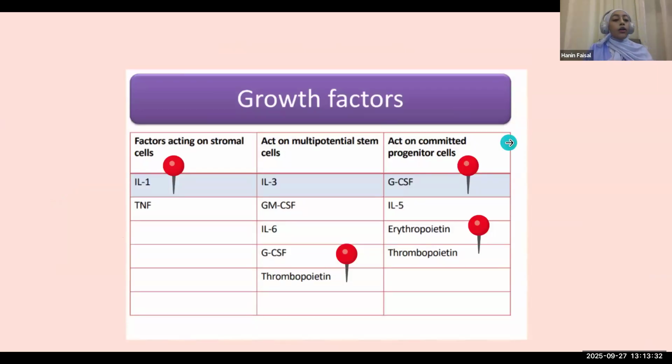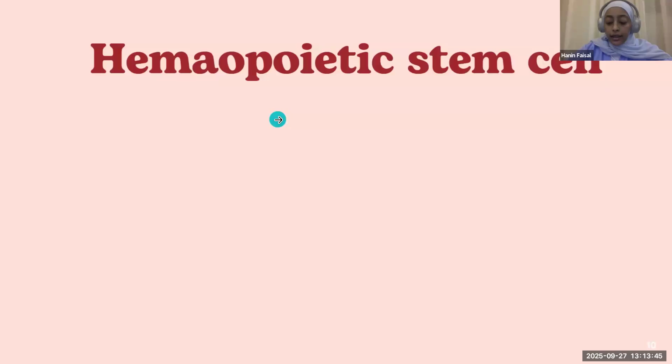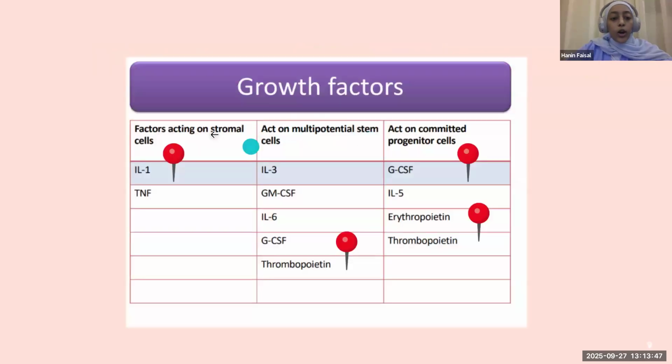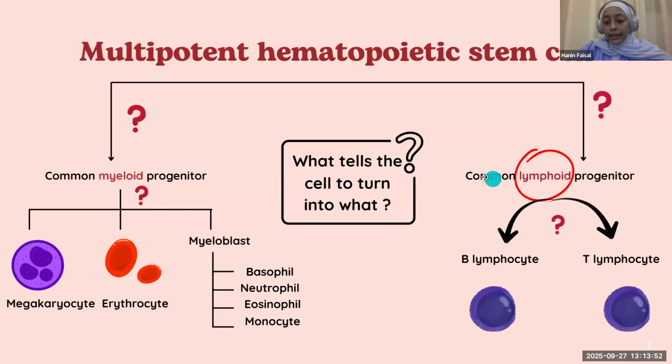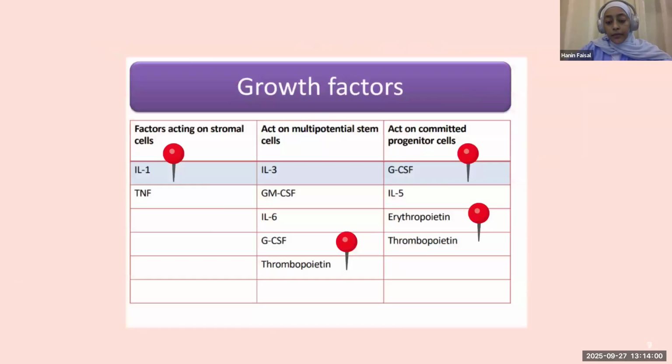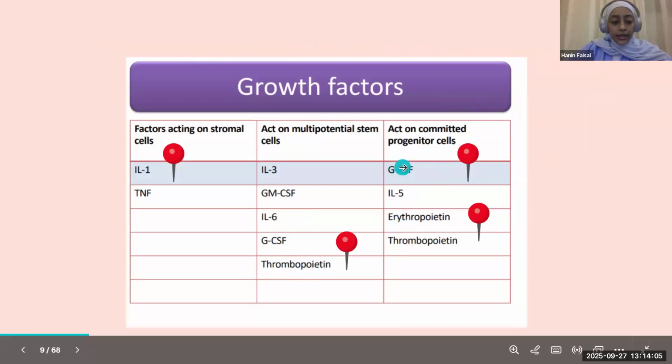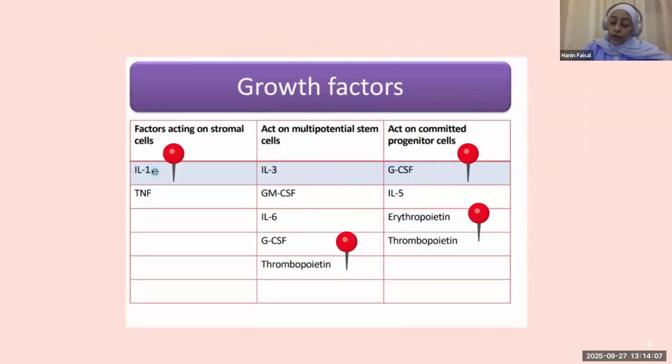Now, this table, Dr. had put it in his slides, and it's really important to memorize it. The questions can come this way. They can tell you, for example, what acts on the committed progenitor cells, or what acts on multipotent stem cells, or what acts on stroma cells. So basically, you want to know what hormones act at each stage. The ones that you have to memorize are only thrombopoietin, erythropoietin, GCSF, and interleukin 1. Those are the important ones that you have to know.